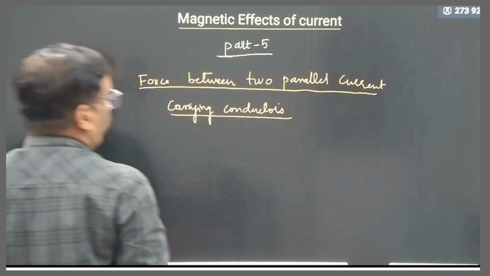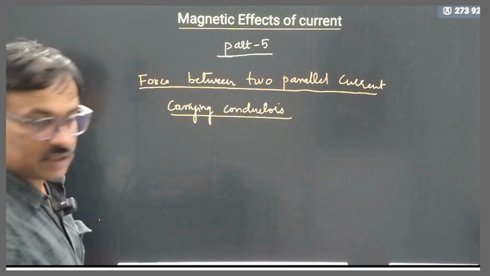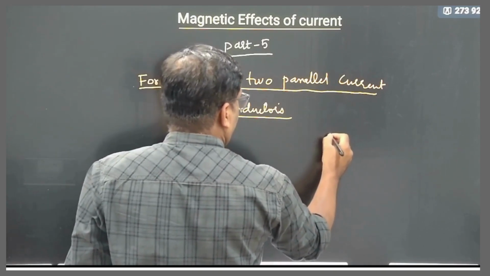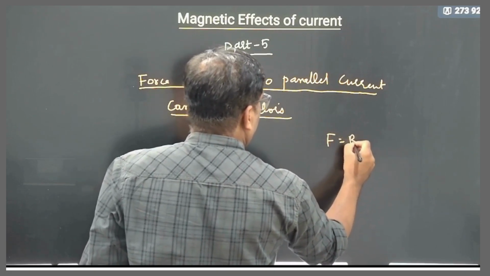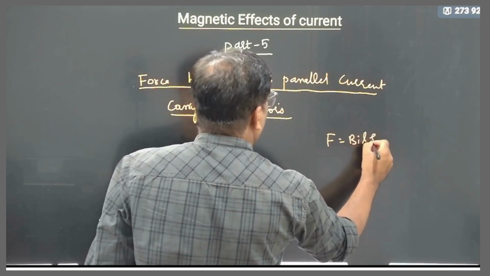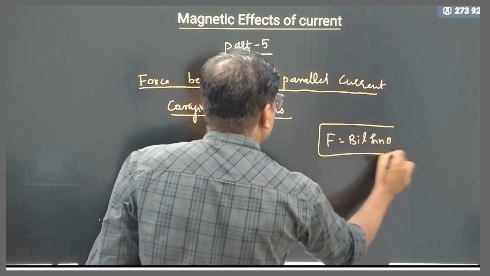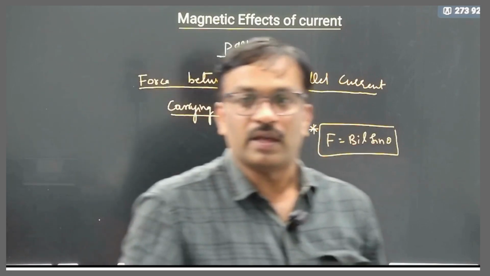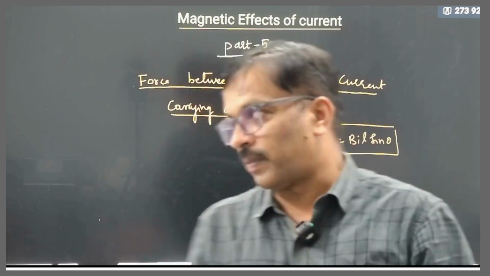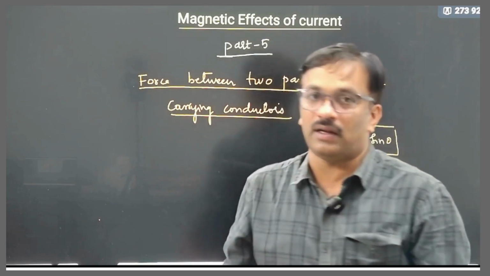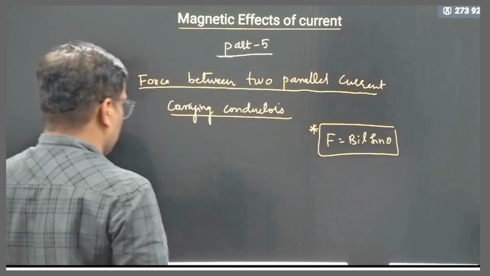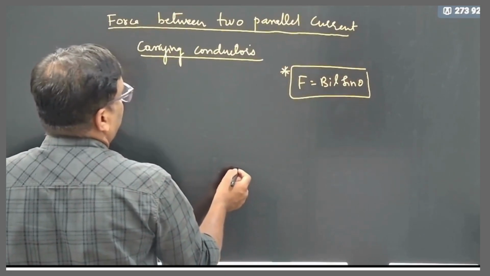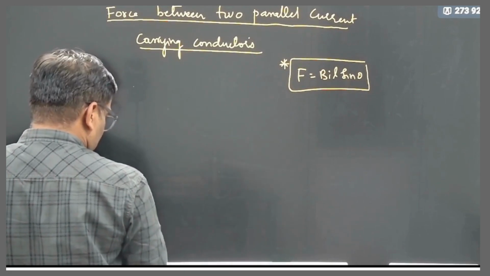So what will be the force now? Just now we discussed the force on a current carrying conductor placed in a magnetic field, B into I into L into sin theta. This is the force experienced by a current carrying conductor placed in an external magnetic field. We studied this in the fourth part. Please go through it, then come back to the fifth part so you can understand very clearly. This is also a very important question, even for the board examination.